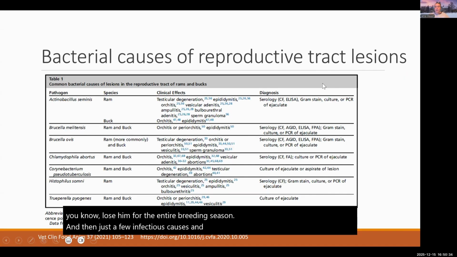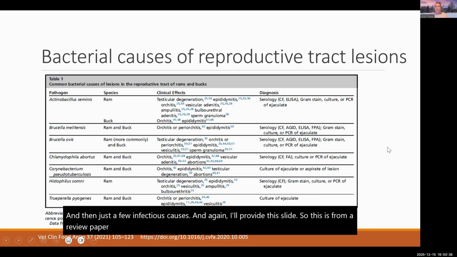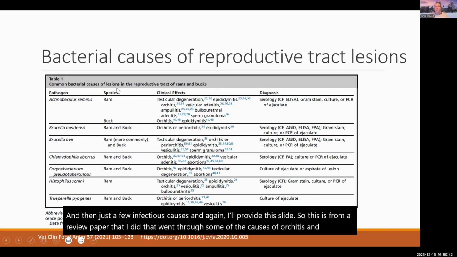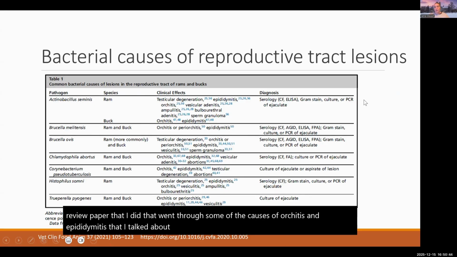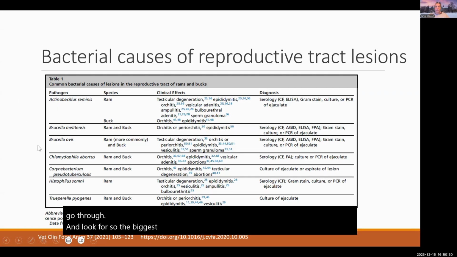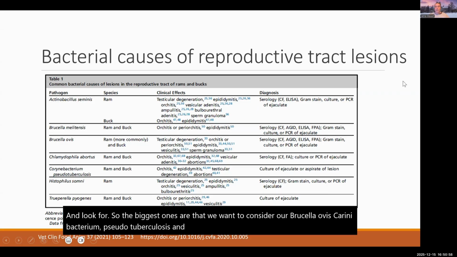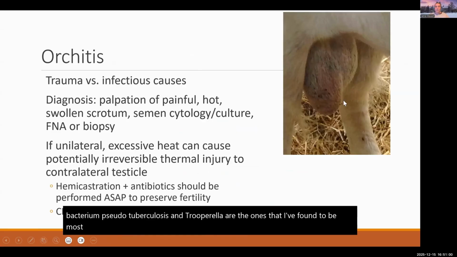And again, I'll provide this slide. So this is from a review paper that I did that went through some of the causes of orchitis and epididymitis that I talked about earlier that we're looking for, and what kind of tests we go through. So the biggest ones that we want to consider are Brucella ovis, Corynebacterium pseudotuberculosis, and Trueperella, the ones that I've found to be most common.